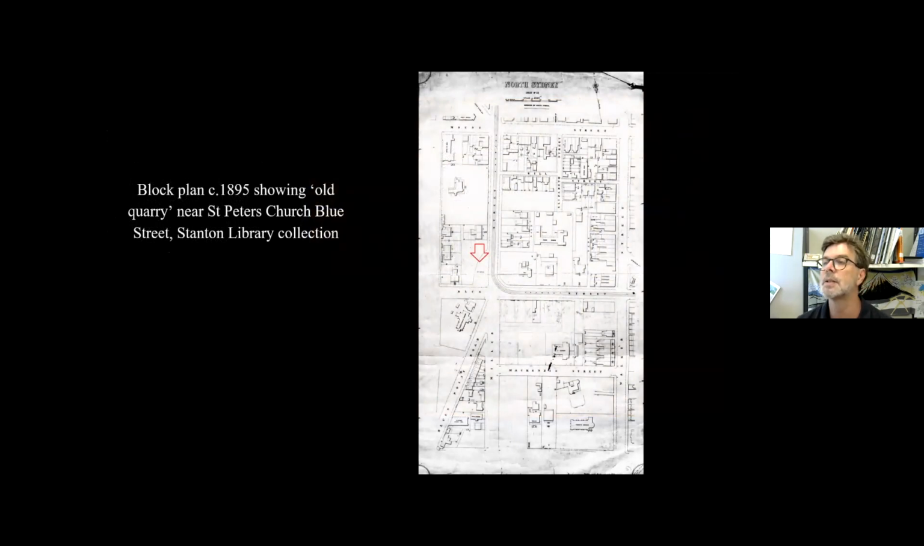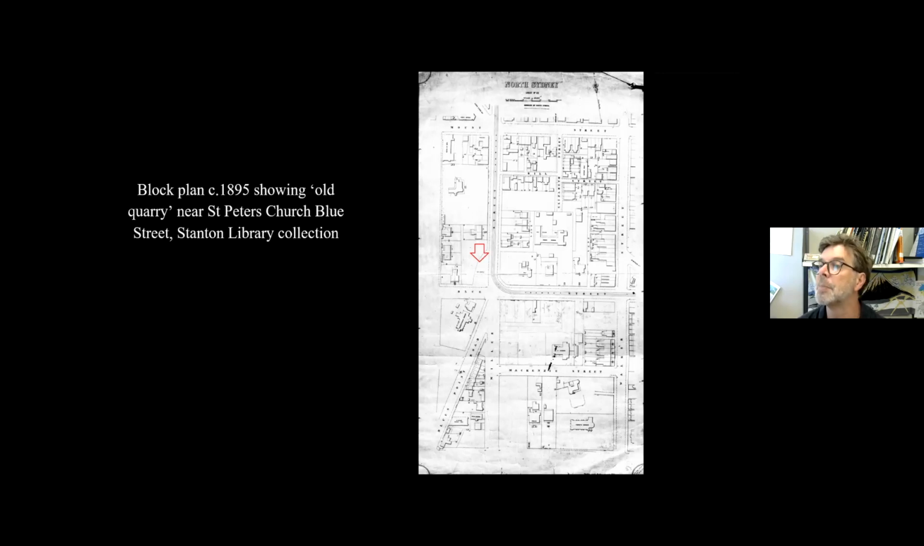Here is a map from the 1890s, which shows an early quarry. There's St. Peter's Church, just to orientate you. St. Peter's is still there. There's Miller Street, and this is just called Old Quarry already by then. I wonder whether the stone quarried here was used to build the sandstone church St. Peter's, which dates to the 1860s.